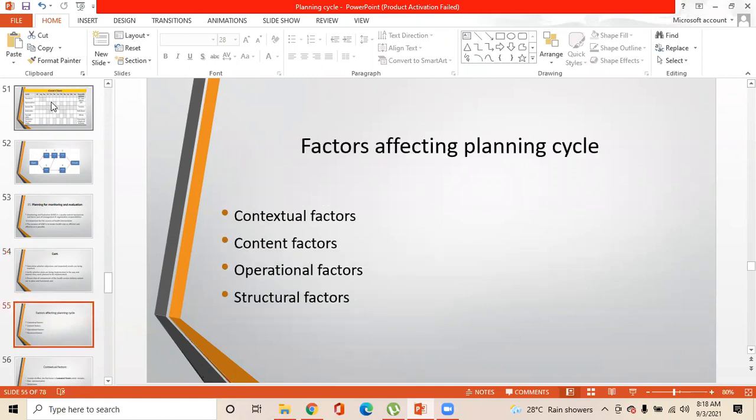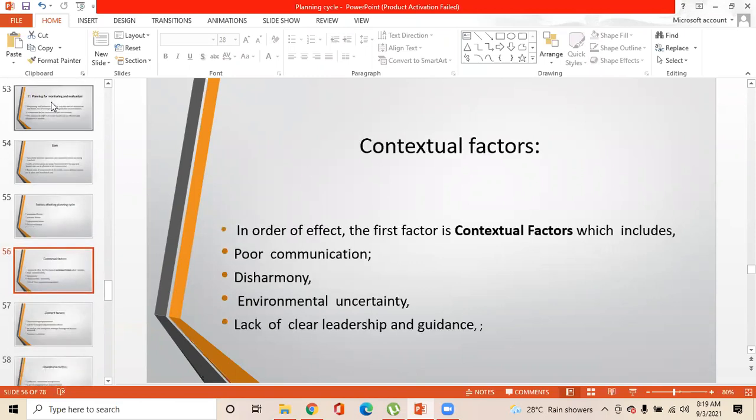Factors affecting the planning cycle. Four main factors are identified. These are contextual factors, content factors, operational factors, and structural factors. Contextual factors, these are in order of effect. The first factor affects the most and includes poor communication, disharmony, environmental uncertainty, and lack of clear leadership and guidance.